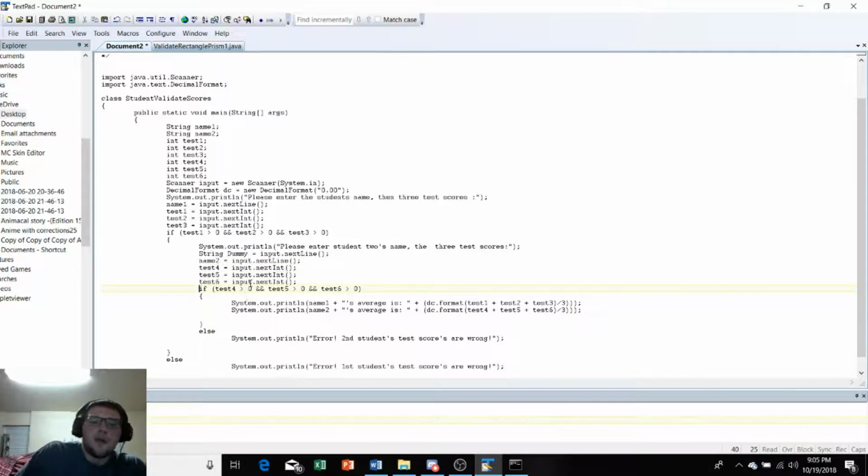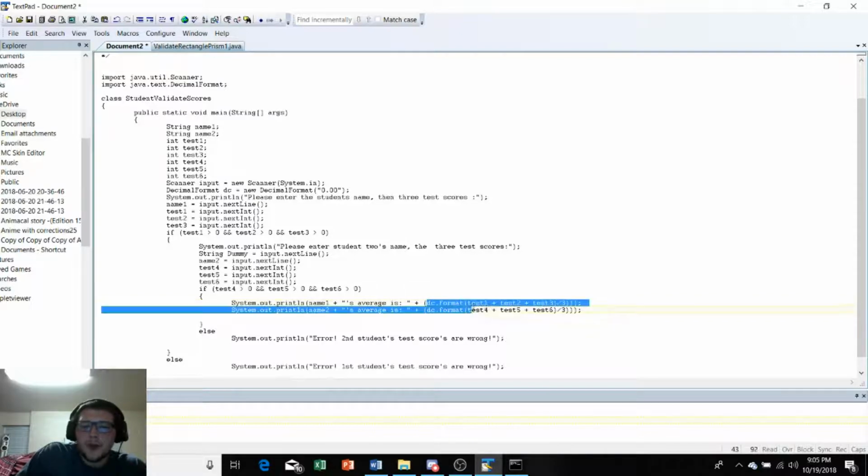If all of those are greater than 0, we're going to print name1 plus comma s average. That's just whoever the name is, something's average is, and we're going to have our DC format in the average. So remember, break this apart. This right here is the decimal format. Right here. We're going to divide that by 3. Okay? Okay. DC format here again. Dividing by 3. Making sure we keep it nice and neat.